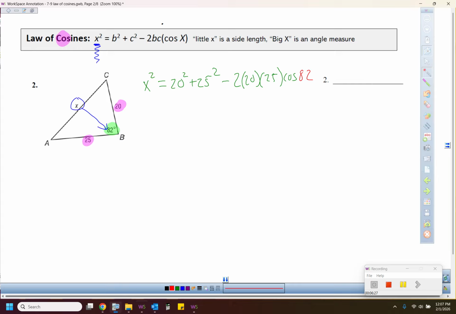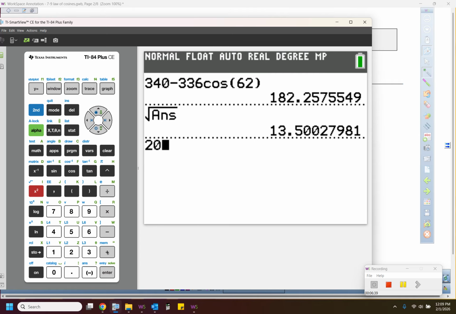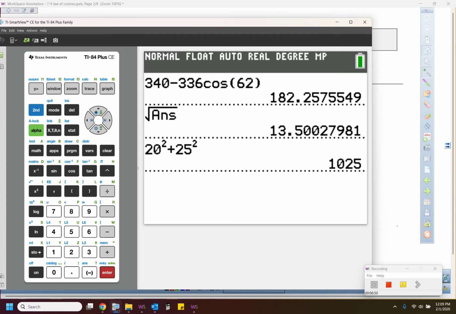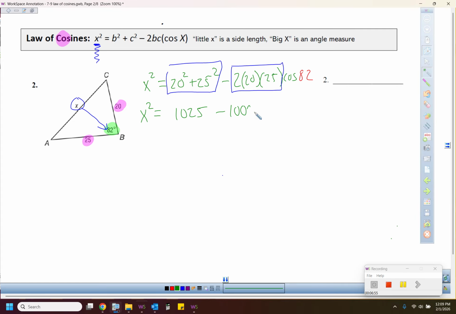So then, please, please, please trust that we're going to put what's in the boxes here and clean that up. So this x squared comes down. We'll go get 20 squared plus 25 squared. That is 1,025. Take away 2 times 20 times 25. So that's 1,000. But that cosine of 82 is still with it. Nope, you can't subtract those because that violates the order of operations. You have to realize that there's a multiplication going on right there, and that messes up subtraction's order.